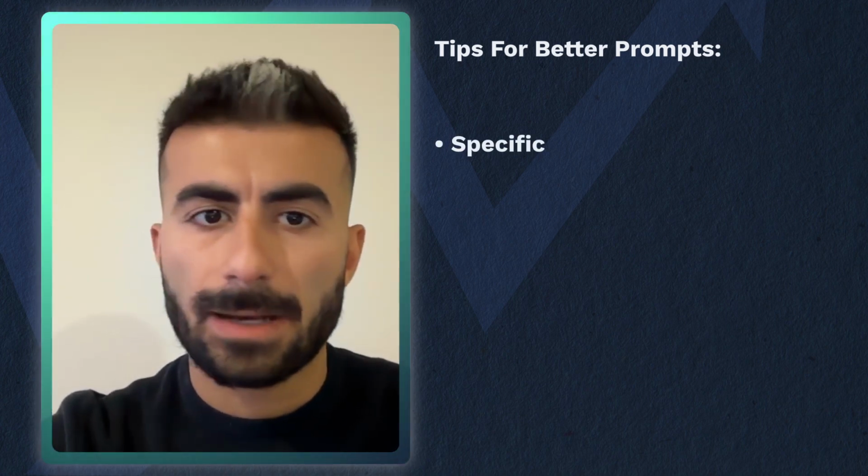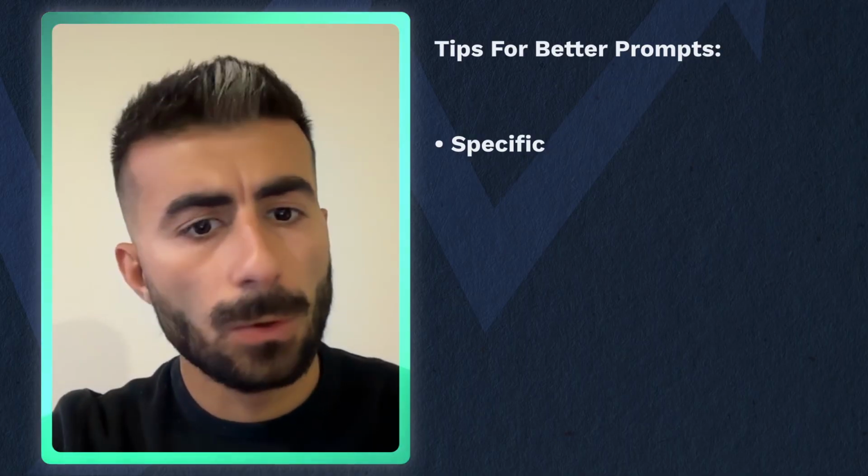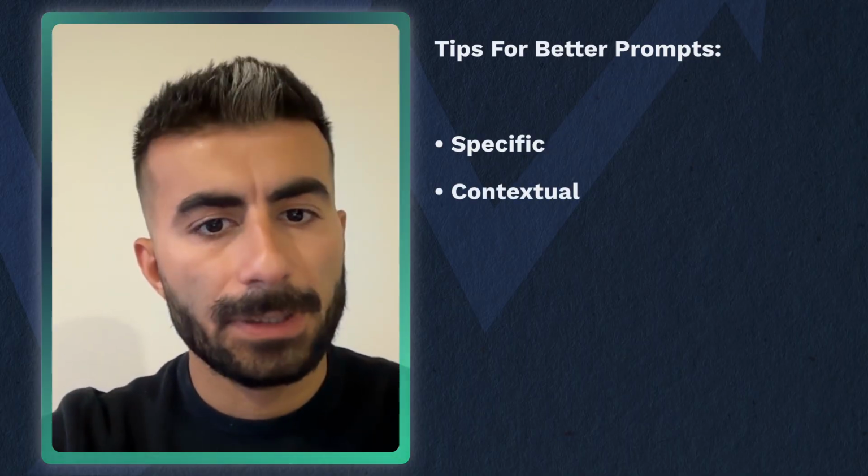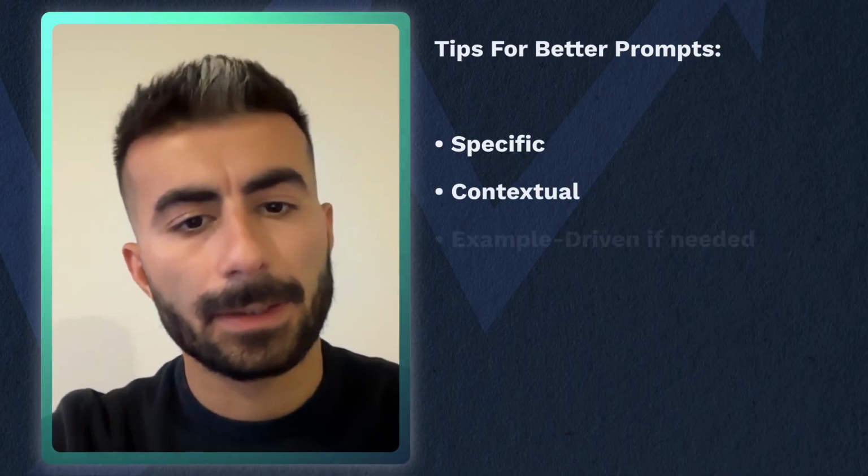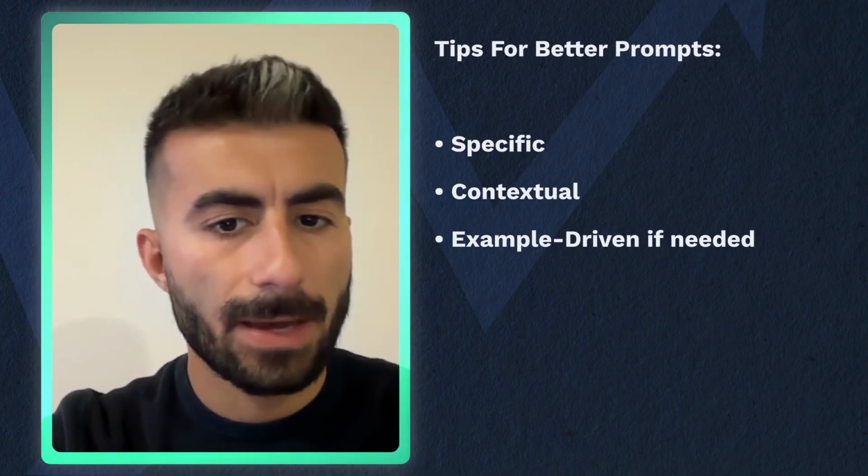Lastly, tips for better prompts. Prompt quality matters. Make sure your instructions are specific, with exact contract dates and governing law, contextual from the PDF property, example driven if needed, and if absent, return not found. Better prompts equal more accurate AI results.